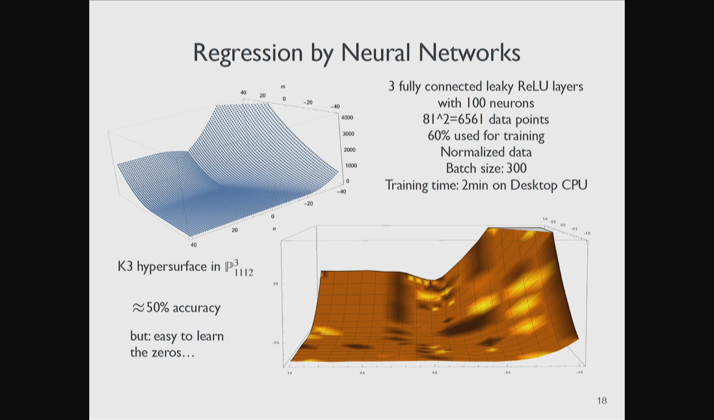What we did here is I took 3 fully connected layers with 100 neurons each. The data set was around 6,000 to 7,000 points. I used 60% of them for training, ran it on my desktop CPU for 2 minutes, and this is the result. I got 50% accuracy in reproducing the cohomology groups, which is okay. But for example, it's easy to learn these zeros here. This is very easy.